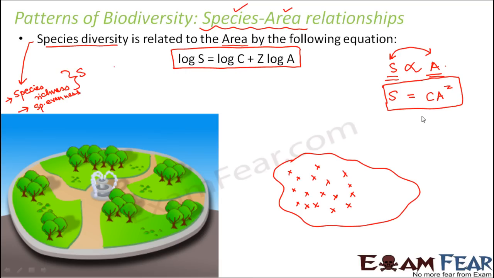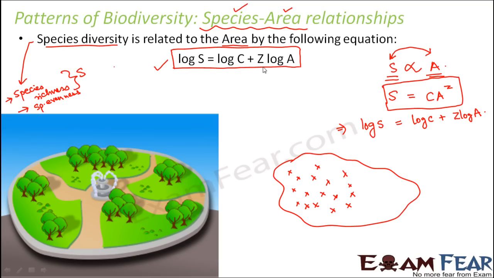Here you see that in the same equation, if you take log on both sides, you will get log S = log C + Z log A. This is what you will get, and this equation is the same as this one. Now, what is C here? Just now I said C is the constant. So C is a constant here.